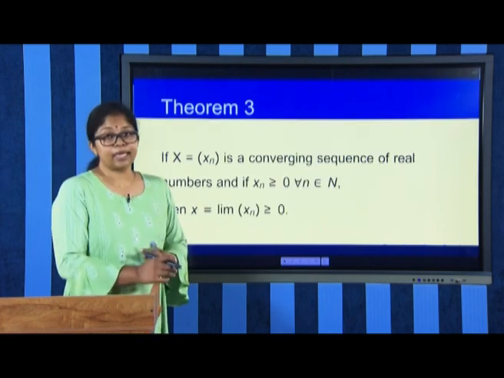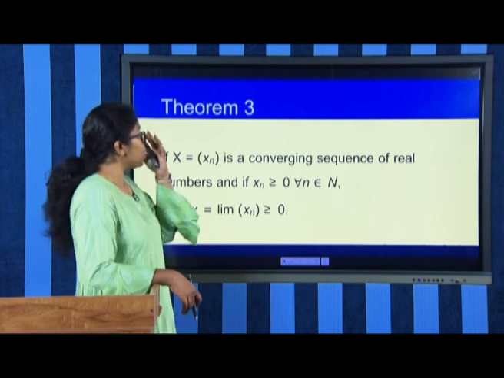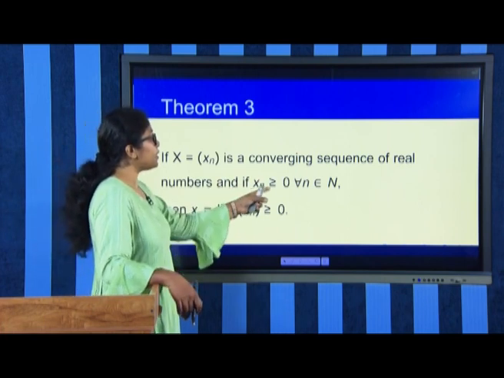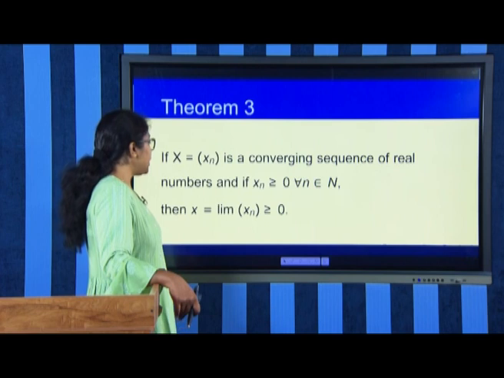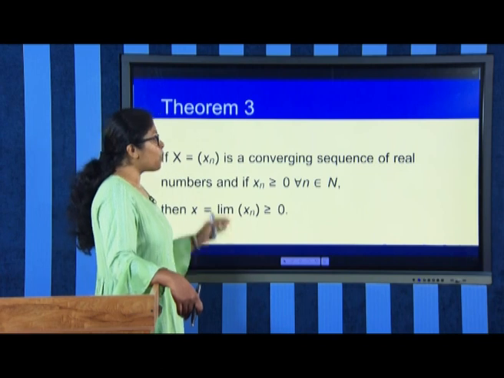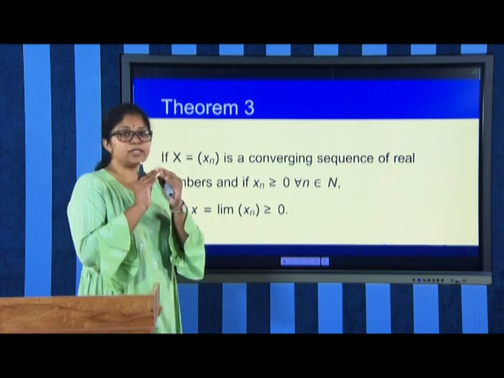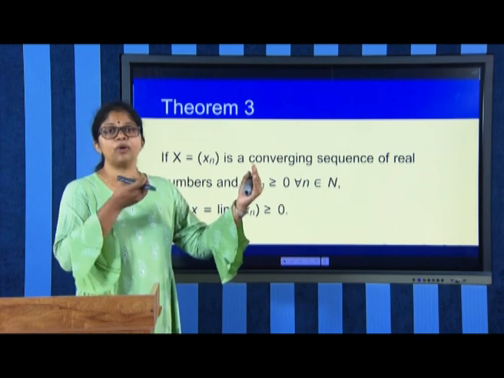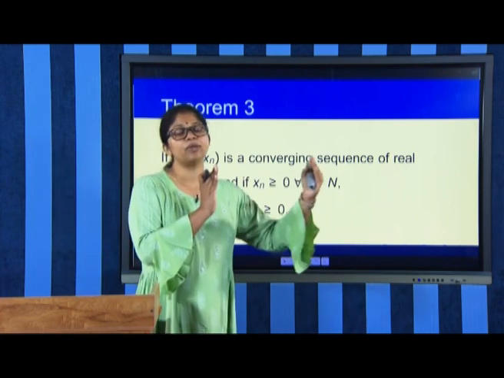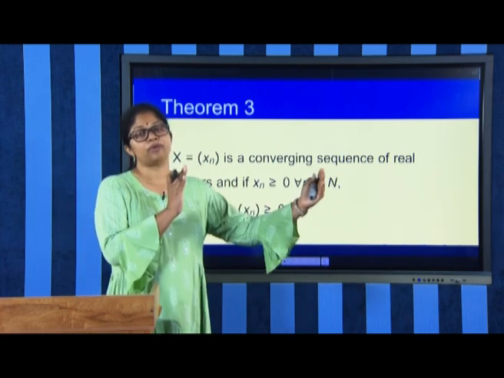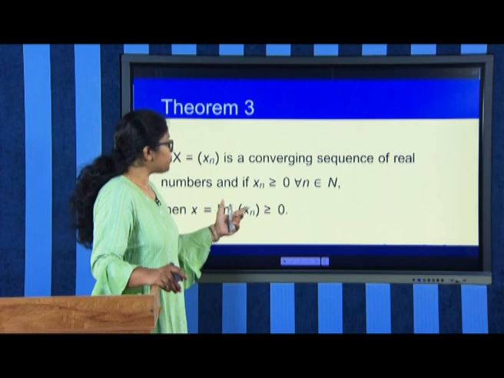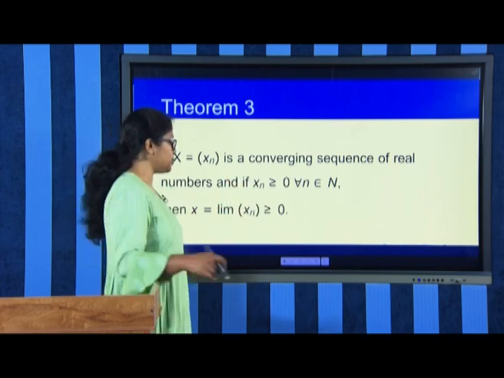The next important theorem that we have is, if xn is a converging sequence of real numbers, and if xn is greater than or equal to 0 for every n, then the limit is also greater than or equal to 0. Or in other words, what does this theorem say? A sequence of non-negative real numbers cannot converge to a negative real number. That means, if the sequence of real numbers is entirely on the positive side of y, then it cannot come to the negative y. So, limit of xn is always greater than or equal to 0.